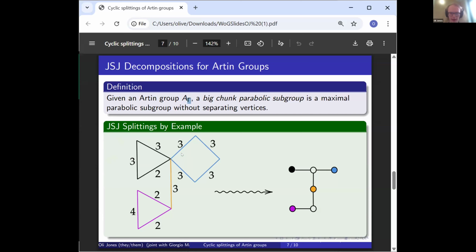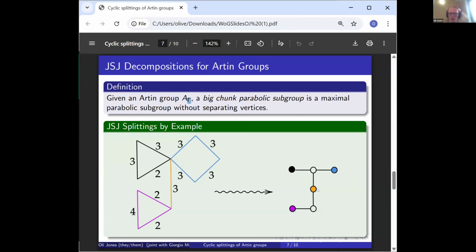And once we do that, then we can produce the JSJ just by taking visual splittings exactly like we saw a few slides ago. So again, you can think of this as a fundamental domain for the action in the tree. We have a vertex for each big chunk, whose stabilizer is the corresponding big chunk parabolic subgroup. And we also here introduce these dummy vertices, which are going to have stabilizer equal to the subgroup generated by the separating vertex, so stabilizer Z. And then we just add edges corresponding to inclusions of separating vertices into big chunks.